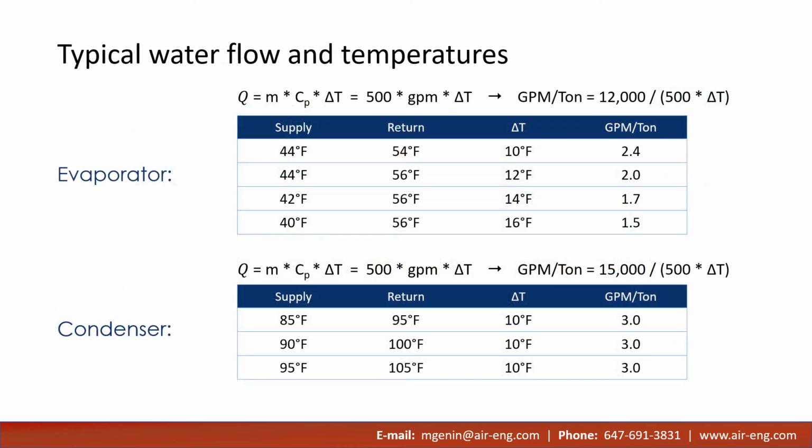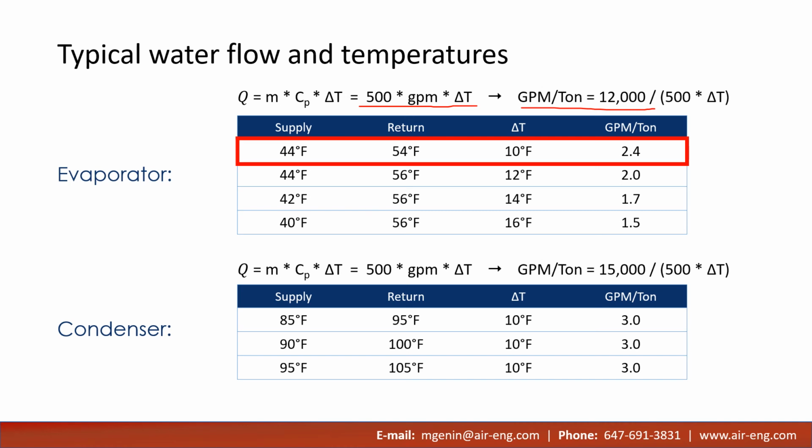Here are some typical temperature and flow rates for water chillers. Heat transfer is a function of the heat capacity of the fluid, the flow rate, and the delta T. For standard water, the BTUs per hour is 500 times GPM times the delta T. For standard comfort cooling conditions for water chillers, we have 44 degree supply, 54 return, a 10 degree delta T, and this ends up being 2.4 GPM per ton with 12,000 BTUs per ton.